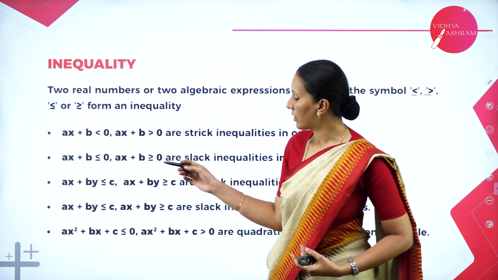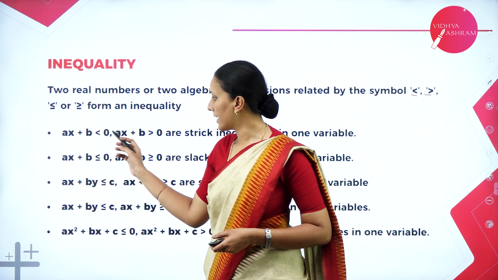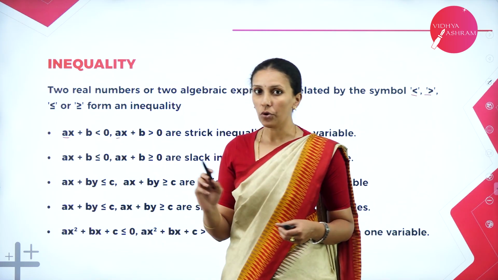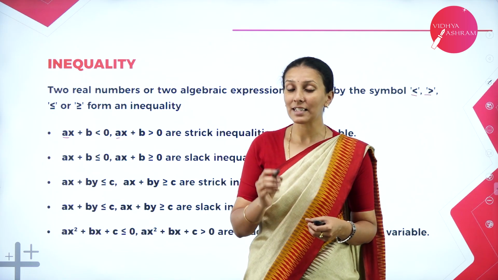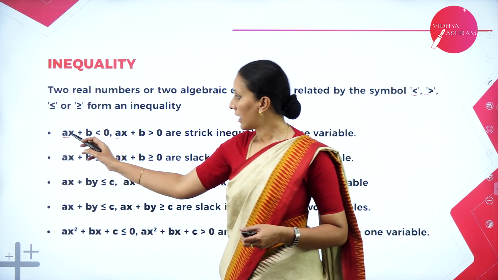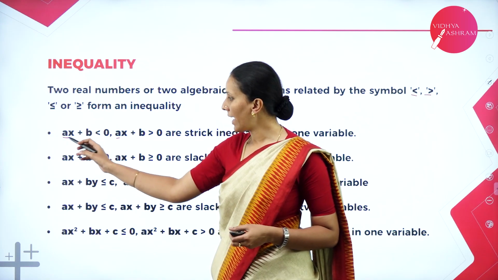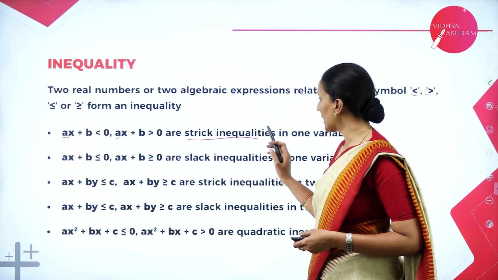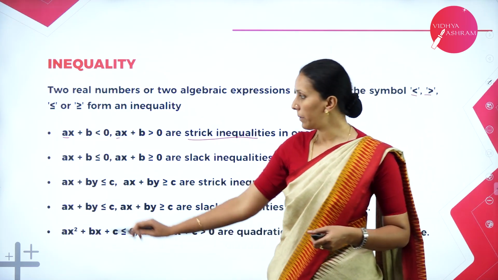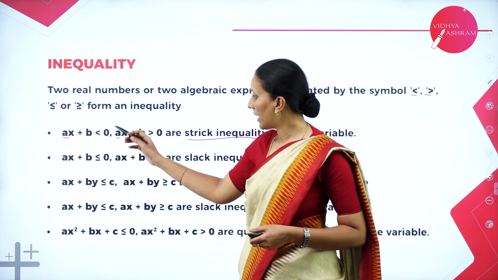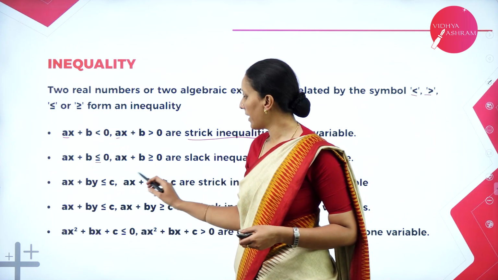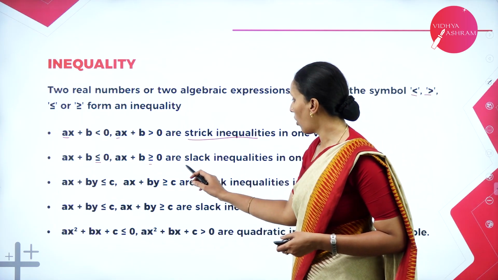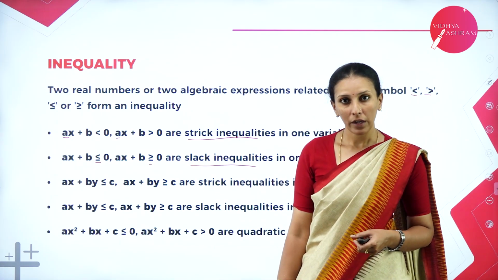Now here we came across an inequality ax plus b less than 0. We should know that a cannot be equal to 0. If a becomes 0, then we can't say it is a linear inequality. So, considering a not equal to 0, ax plus b less than 0 and ax plus b greater than 0 are called strict inequalities in one variable, because we have only one variable. Similarly, if the same is replaced by less than or equal to or greater than or equal to, we call it slack inequalities in one variable.